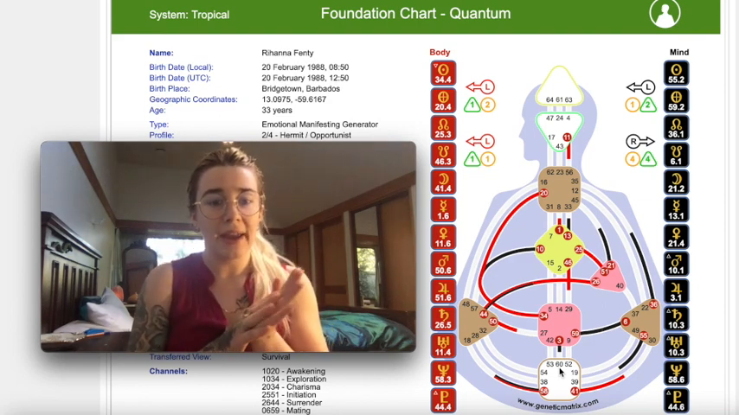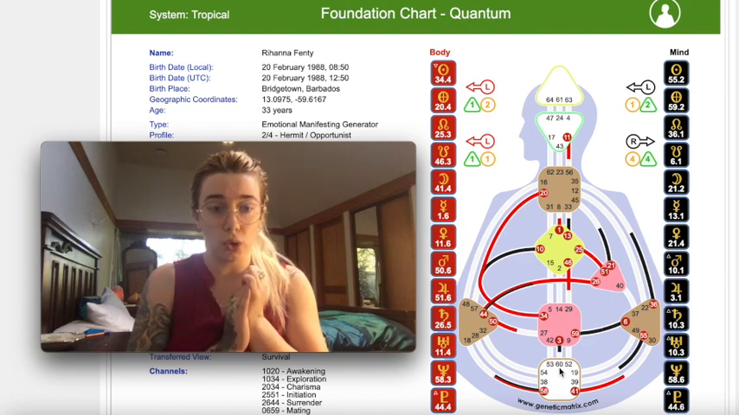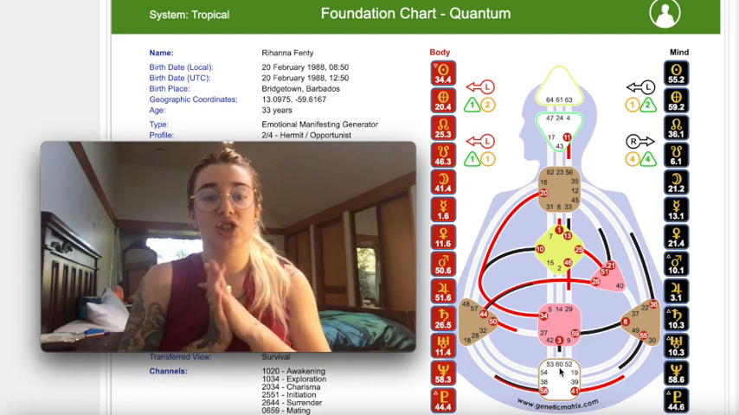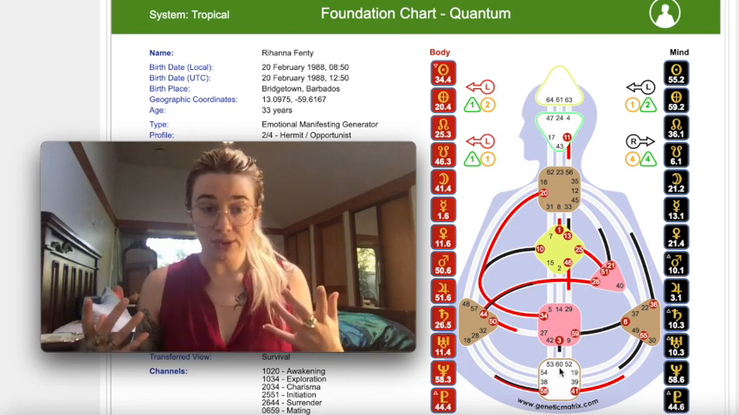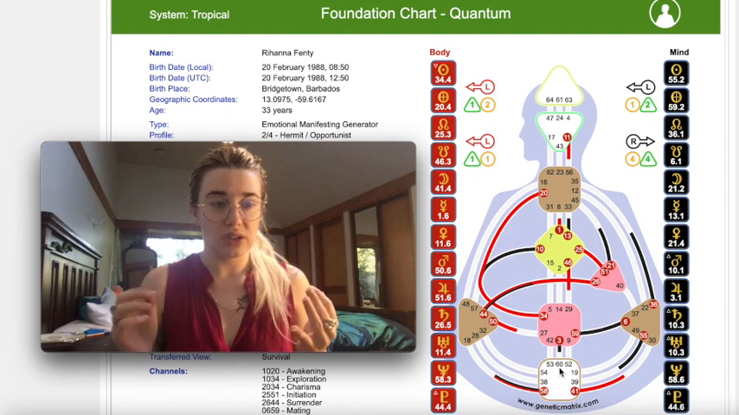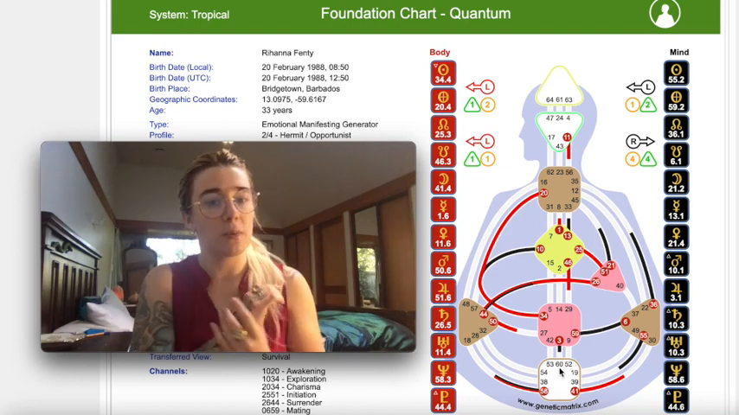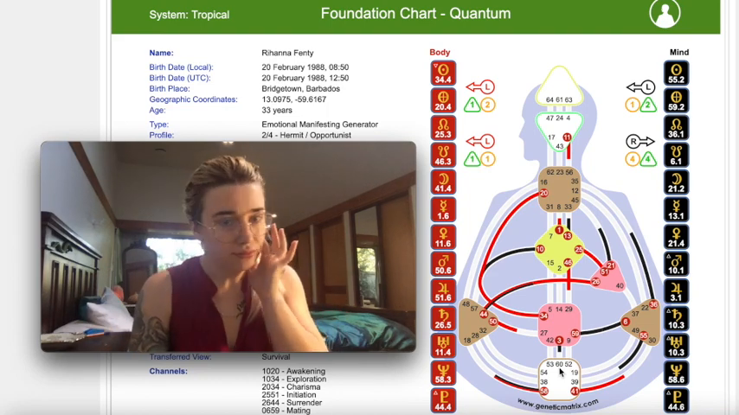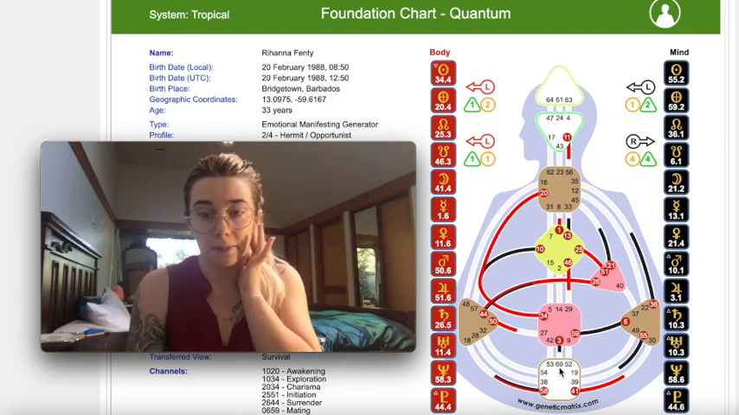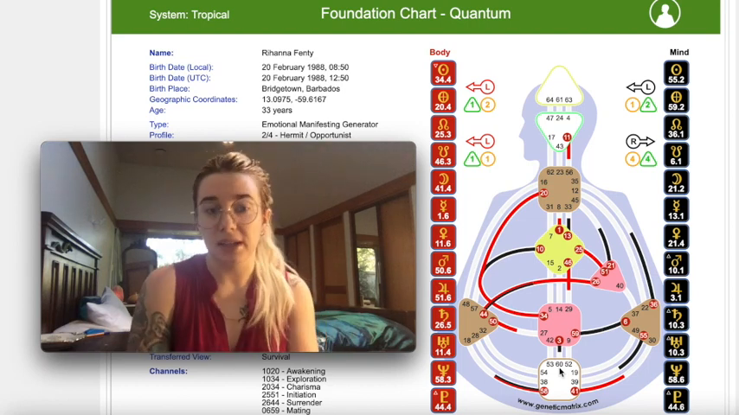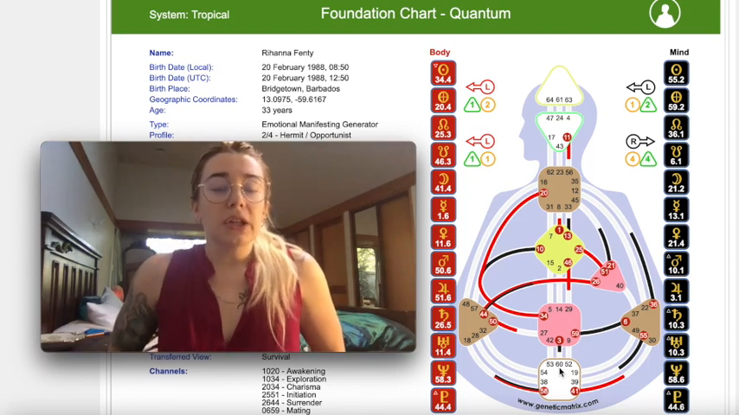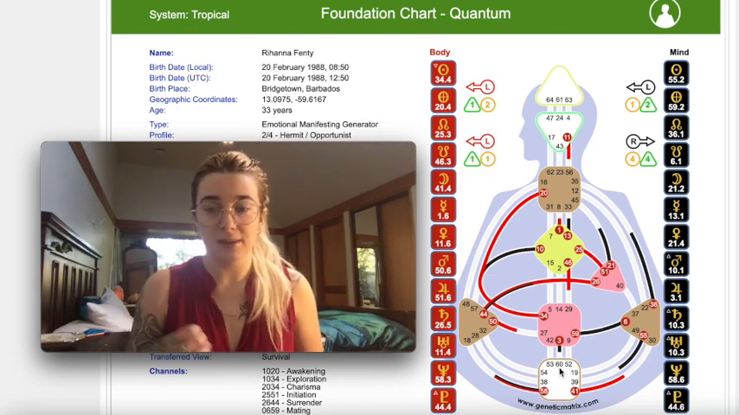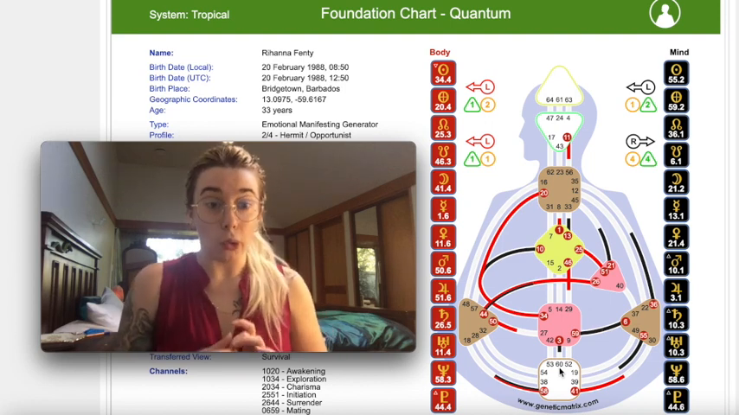Now, Rihanna has an emotional solar plexus that is defined. What this means is that she is going to constantly experience an emotional wave at any given point of her life, regardless of what's going on outside of her. It doesn't matter, right? She's always going to be experiencing that. And so in human design, if you have a defined solar plexus, that is always your authority.